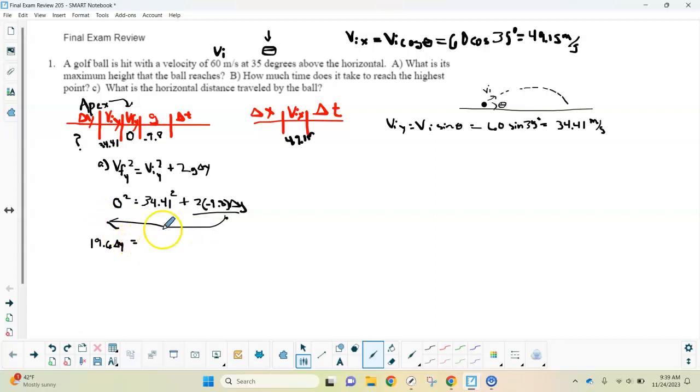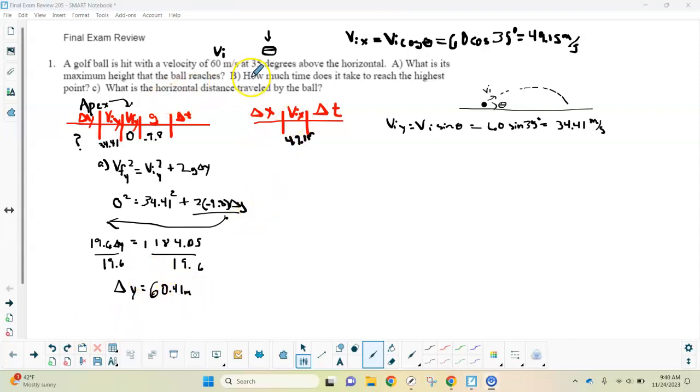The right side of the equation, when I square 34.41, I got 1,184.05 or so. I'm rounding a little bit here, but it's close enough. And then you divide through by the 19.6. So when you do that, you get delta y, and I got my y component to be 60.41 meters. So it goes pretty high in the air.